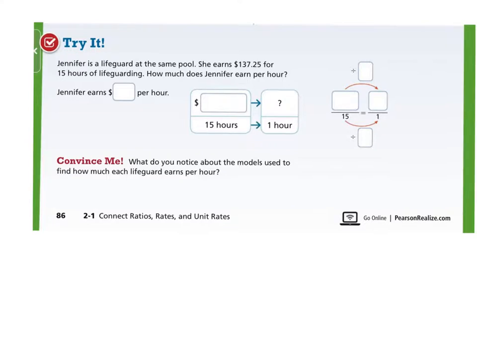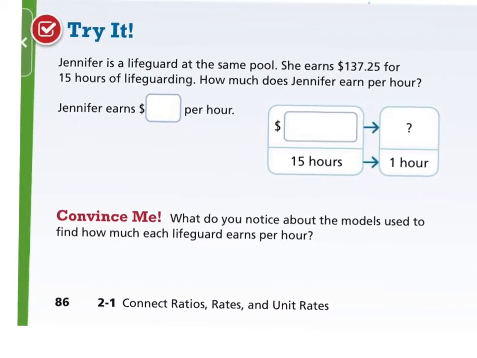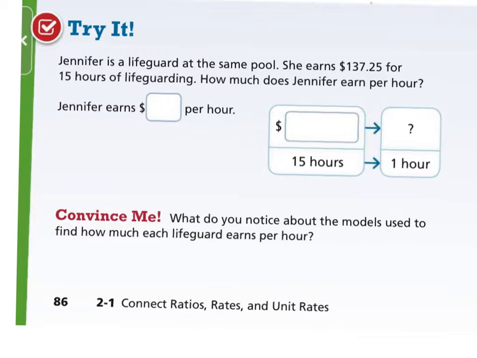So if we look at the try it, Jennifer is a lifeguard at the same pool. She earns $137.25 for 15 hours of lifeguarding. How much does Jennifer earn per hour? So we can see from this it was $137.25 for 15 hours. We're trying to figure out for 1 hour. So we need to get that unit rate.